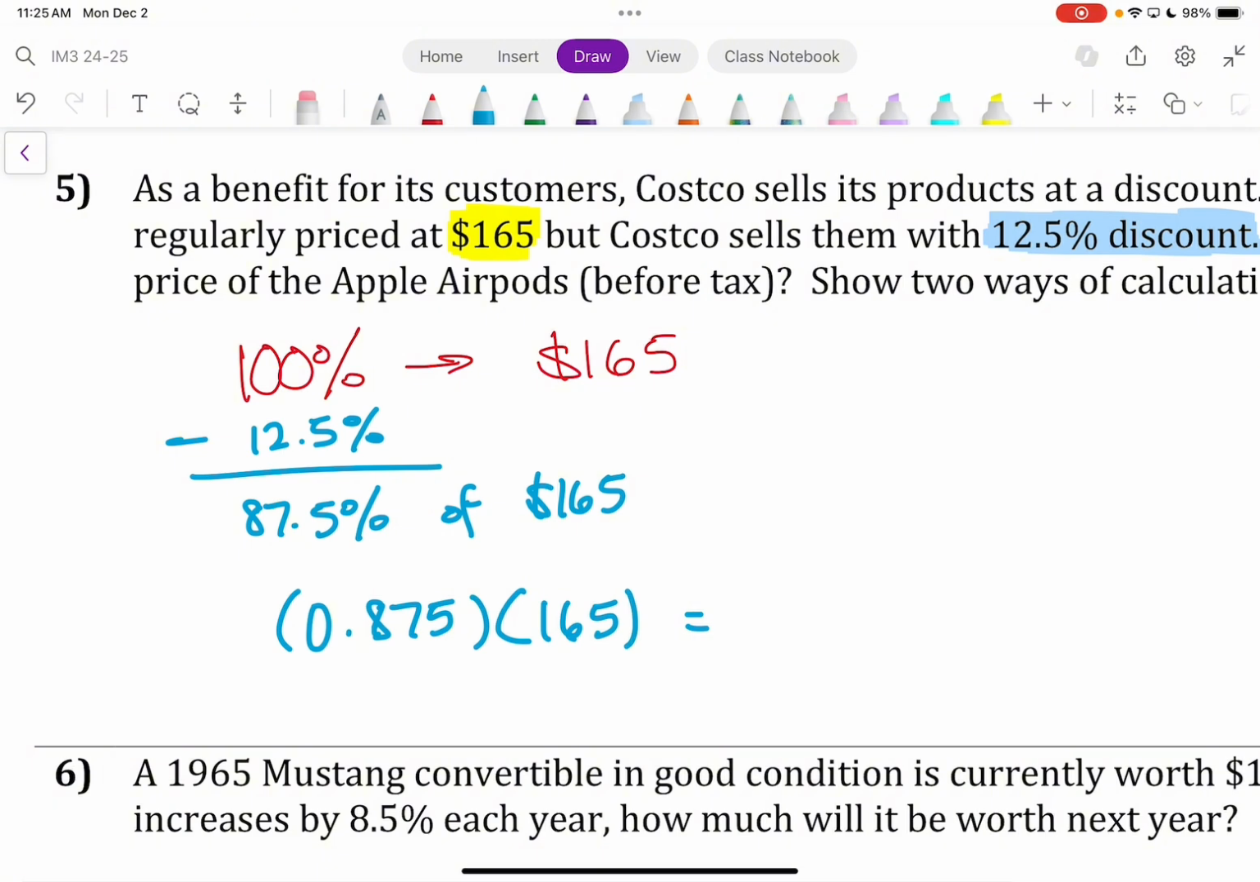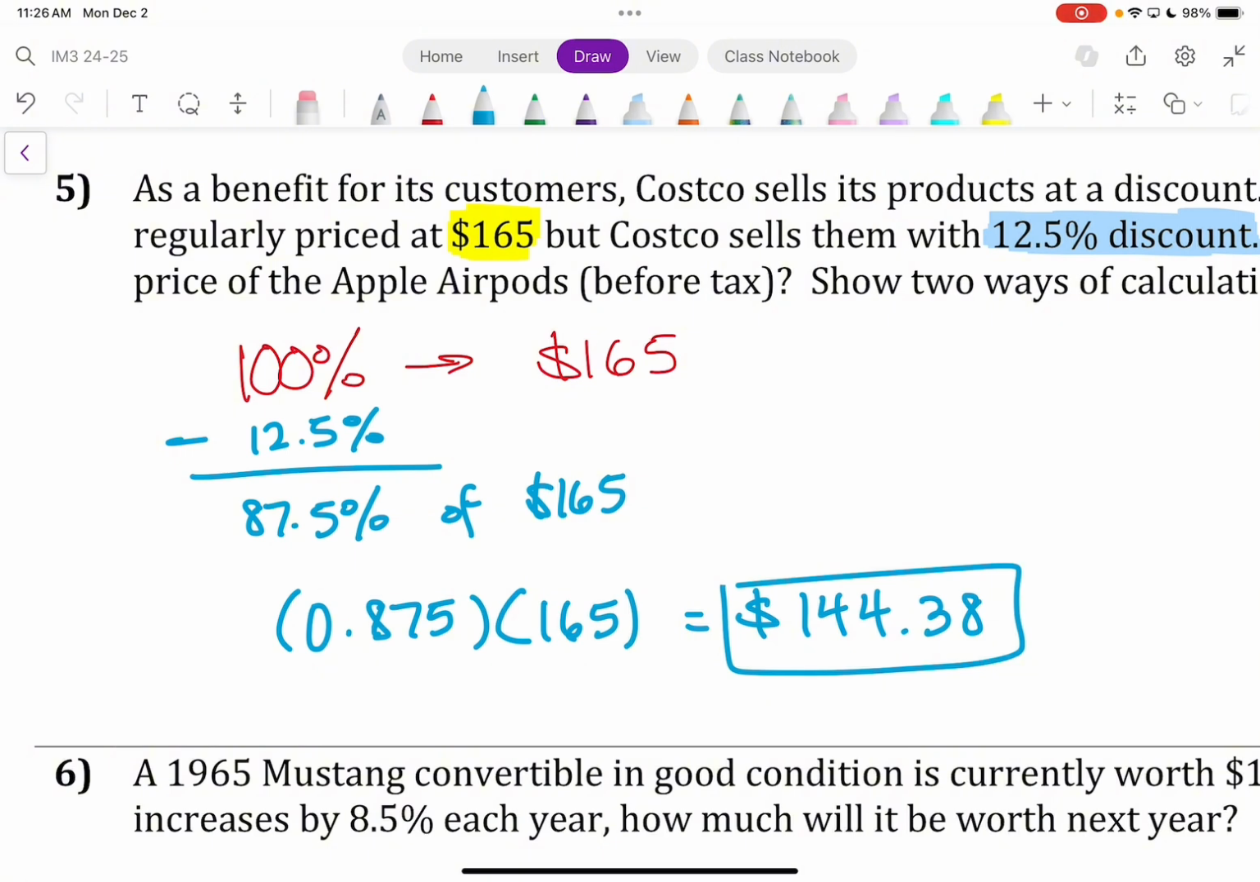The final answer is $144, with approximately 38 cents if we round up. Should be 37.5, but we're not going to include that third number. So anyway, you end up paying $144 if you go to Costco, which is great. Right, you're saving some money on that.